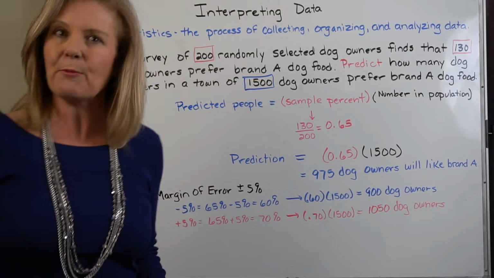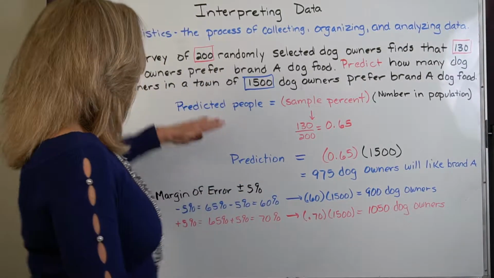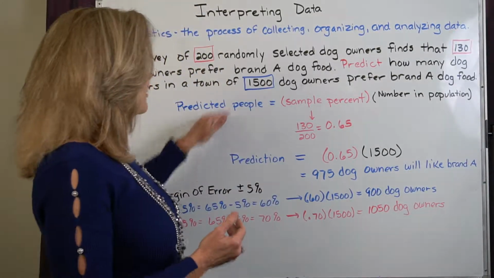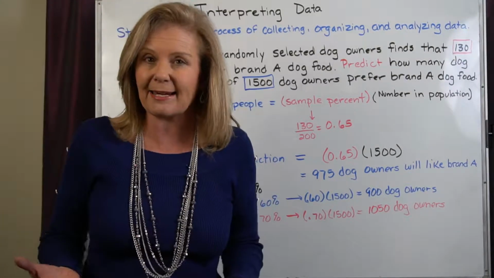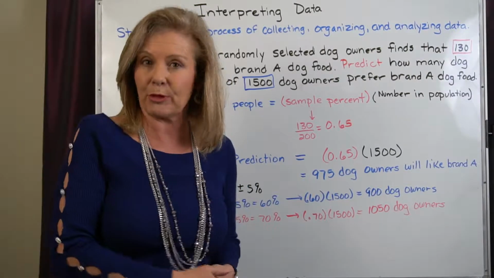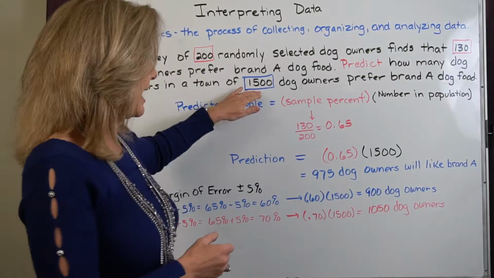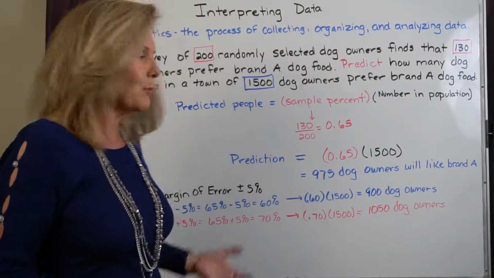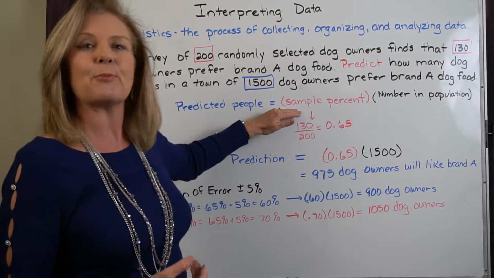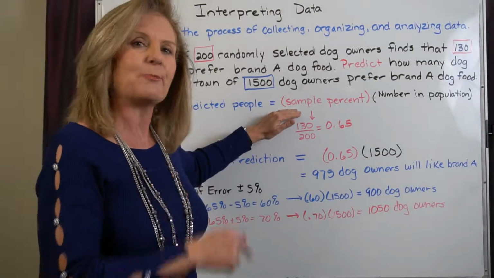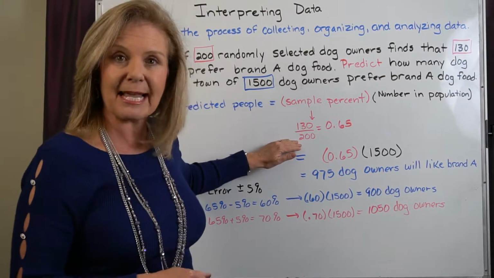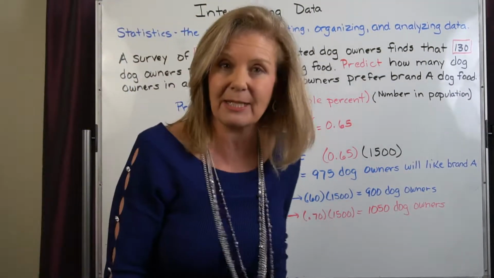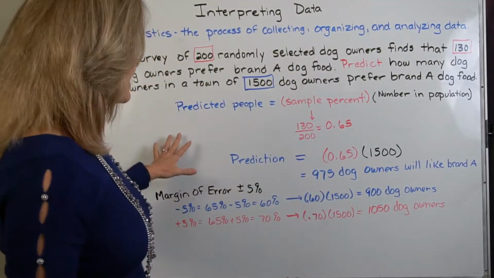So how do we do that? Well, we create an equation. On one side of the equal sign, it's the number of predicted people out of the whole town. What do we think out of that 1,500? How many people are going to prefer dog food A? Now on the other side of that equal sign, the way we get our prediction is we find the percent of people that liked brand A in the sample, and we multiply it by the total number of people in the population we want to do. So let's break this down.